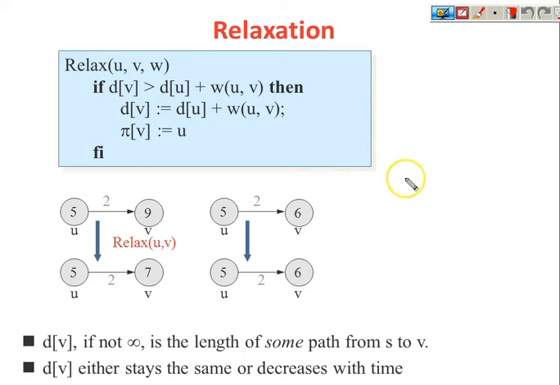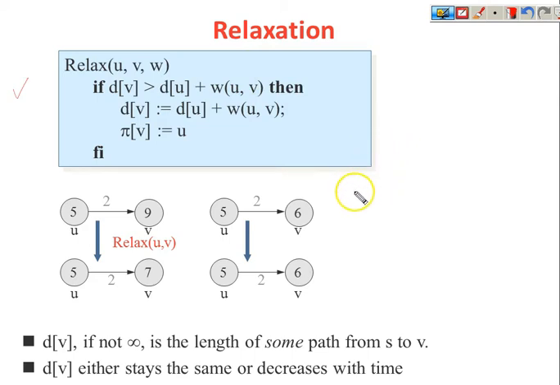So before going to the algorithm of Dijkstra, we will understand some basic concepts of this approach. So let us understand relaxation. This is a very primary concept used in Dijkstra. Relaxation is something that keeps on improving the distance of any vertex from the source.